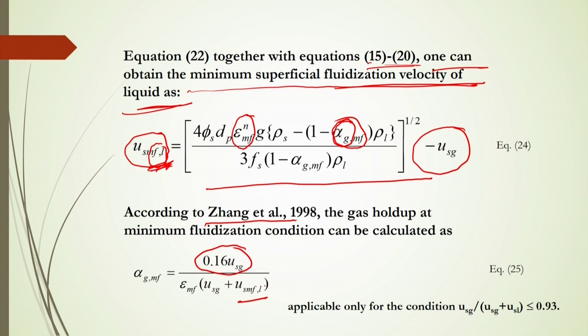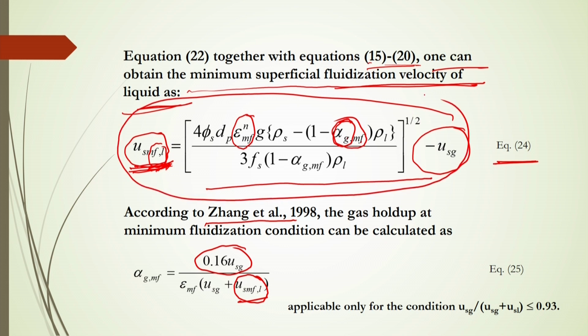Now, this liquid velocity you have to consider at minimum fluidization condition. Now, if you substitute here in this equation for alpha G in equation 24, then you will see the minimum fluidization velocity for liquid is again a function of the minimum fluidization velocity for liquid. So, this is totally a nonlinear equation.